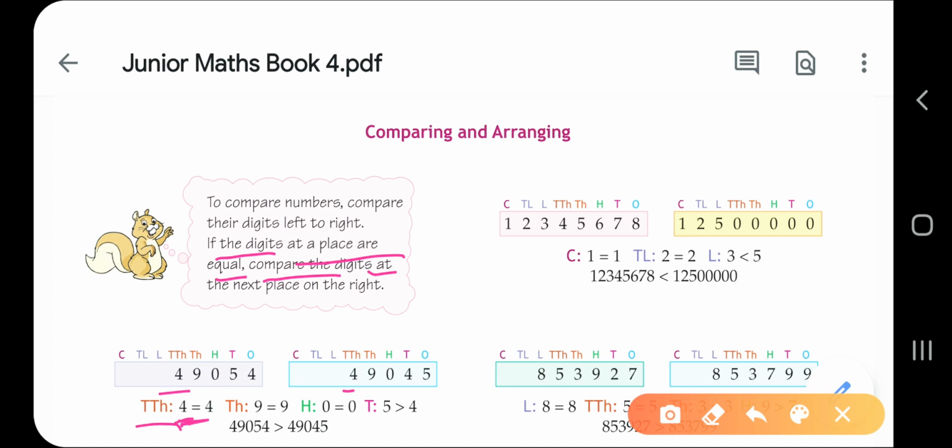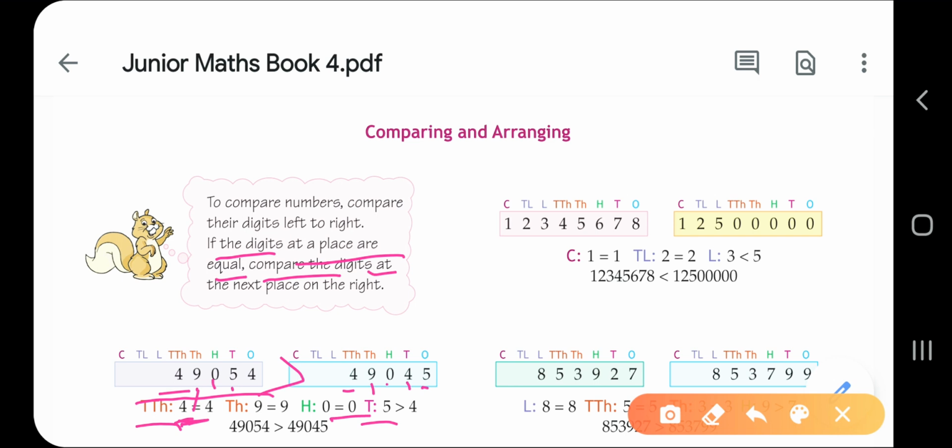We will compare this number on the thousands place, so it is 10. This is 9 and this is also 9, so this is also equal. This is 0 and this is also 0, so this is also equal. This is 5 and this is 4. So which one is greater? Obviously 5 is greater, so the whole number will be greater. So we can put this symbol like this.